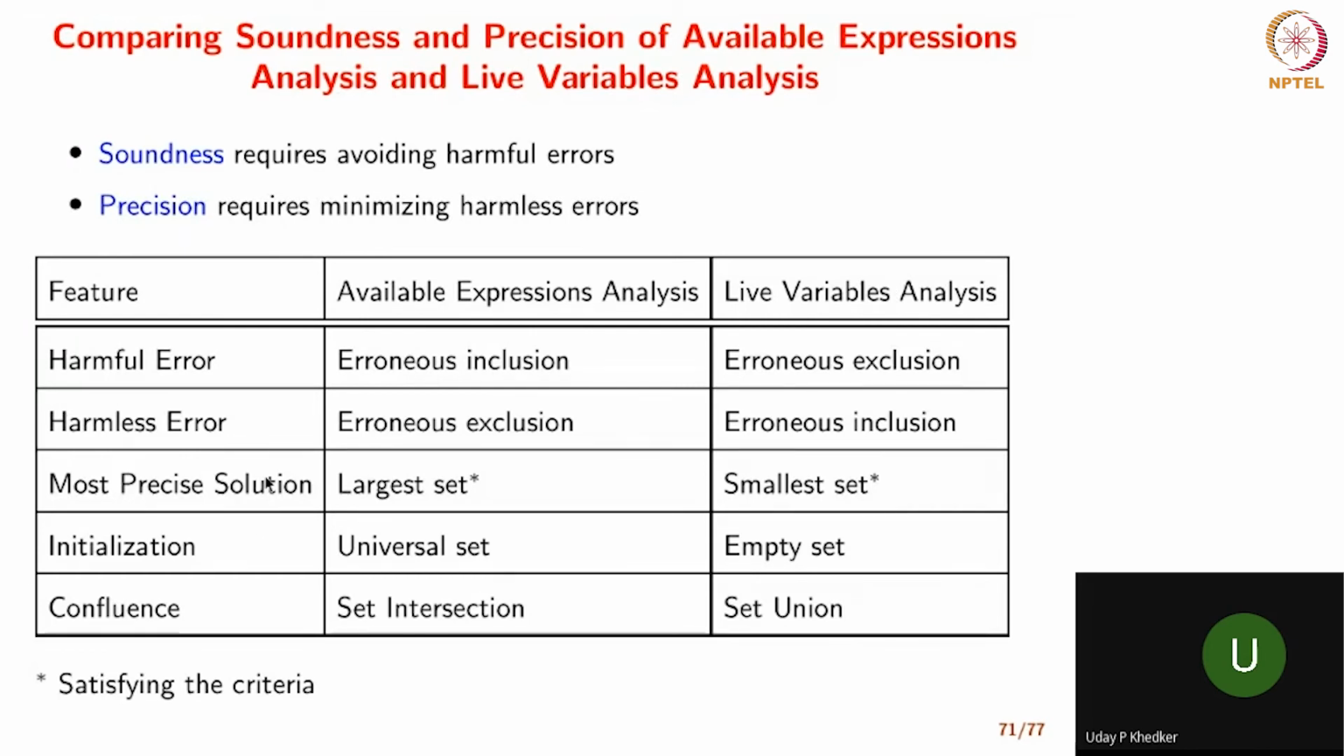The most precise solution is the largest set satisfying the criteria of availability. Here, the smallest set satisfying the criteria of liveness. The initialization is universal set, and here the initialization is empty set. The confluence or the meet operation, the way we combine the information, is intersection in case of available expressions analysis, and union in case of live variables analysis. So you can see that they are actually duals of each other. They might seem to be doing something very different, but they are really duals of each other.